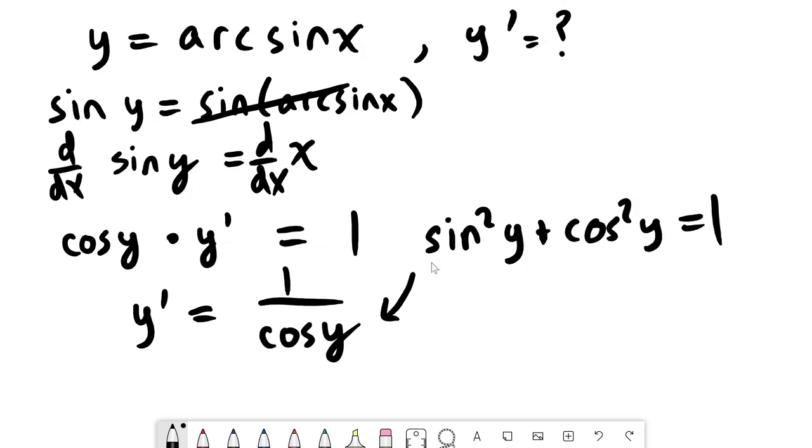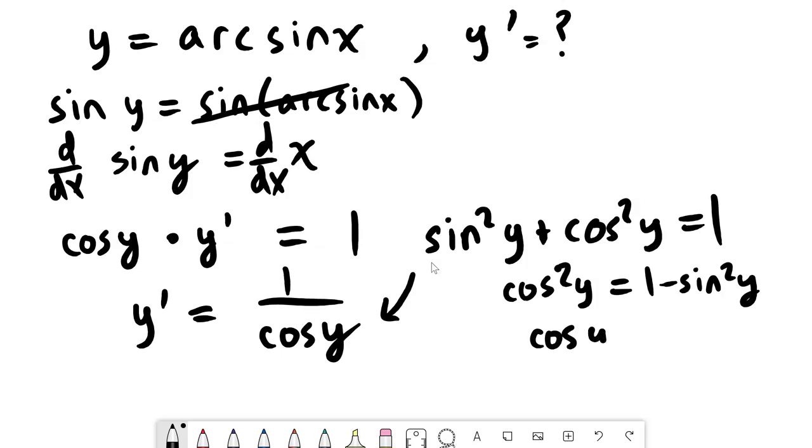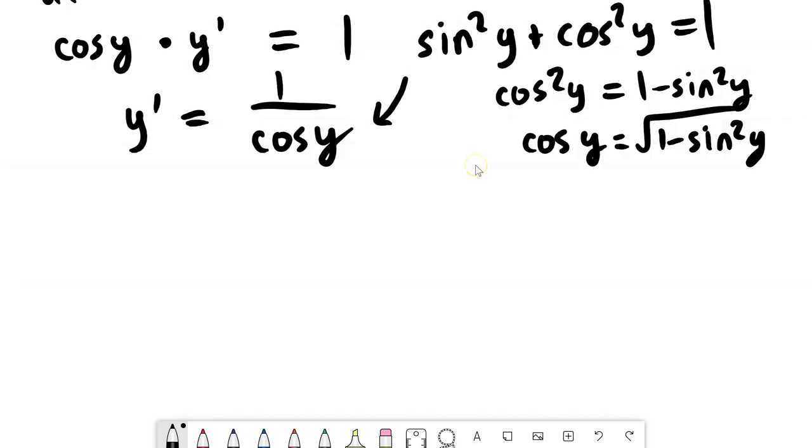So if I were to solve for cosine squared of y in this Pythagorean identity, let me just write out all the steps. Cosine squared of y equals 1 minus sine squared of y, or cosine of y is equal to the square root of 1 minus sine squared y. So let's make that substitution right here. And then we'll see exactly why I want to do this.